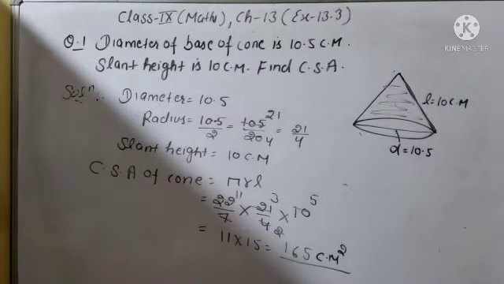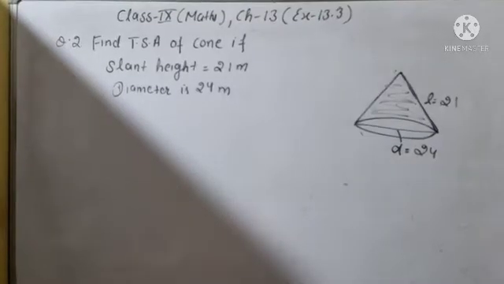So this was your first question. What will you do? Diameter of the base of the cone is given and the slant height is given. You have to find out the curved surface area of the cone. Clear? Now we will start our next question.